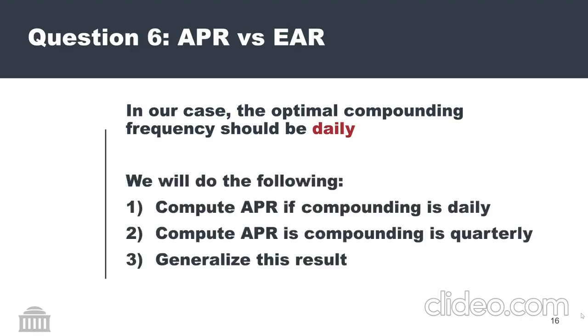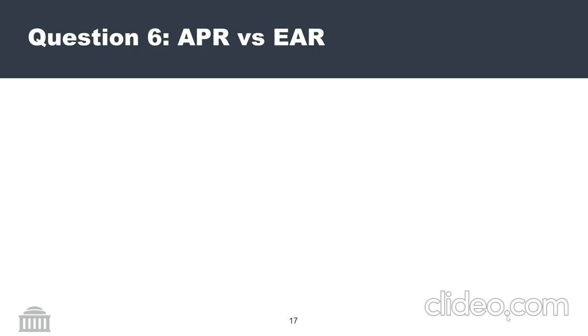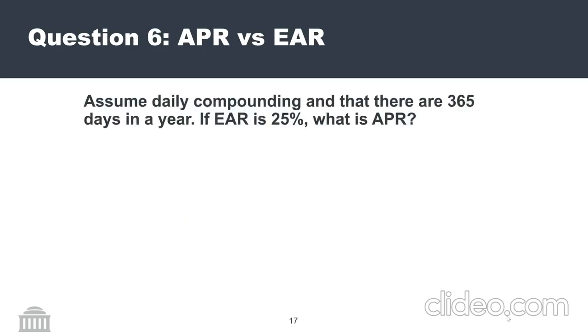Let's do the following. First, we will compute APR assuming daily compounding. Then we will compute APR assuming quarterly compounding. And then we will generalize this result. Let's start with daily compounding. Assume that there are 365 days in a year. For a given effective annual rate of 25%, let's find APR.